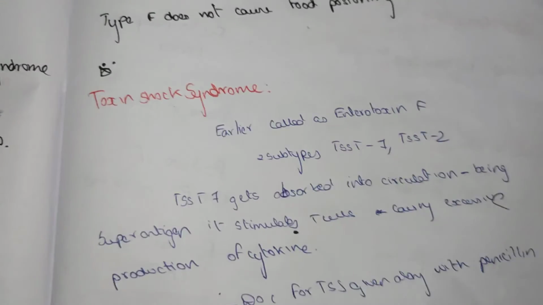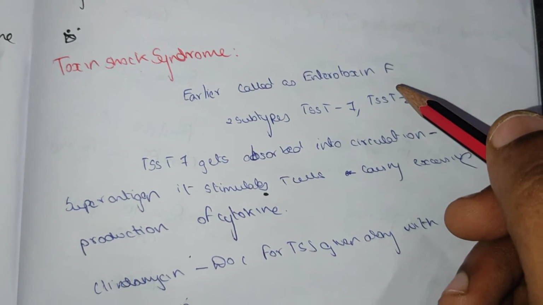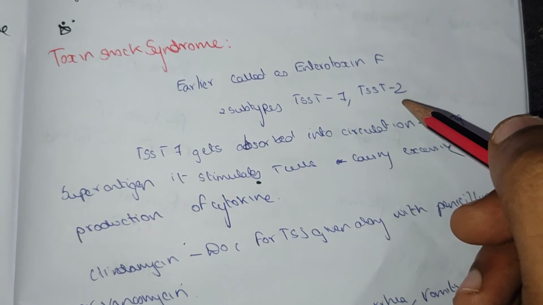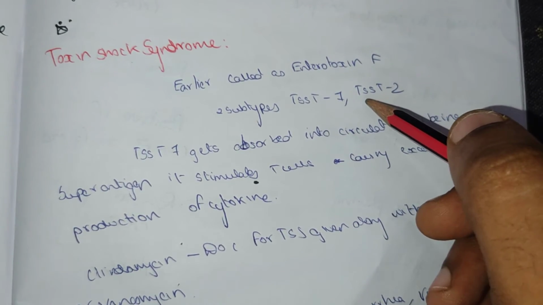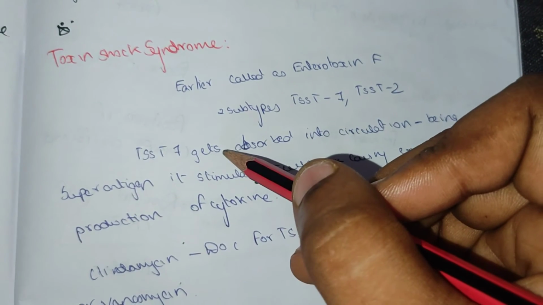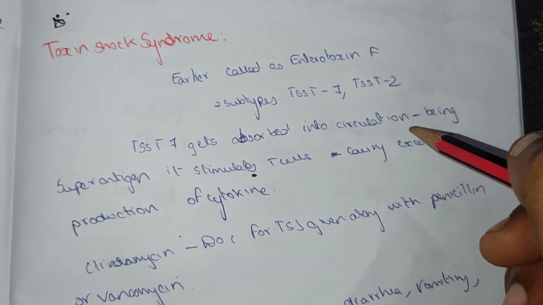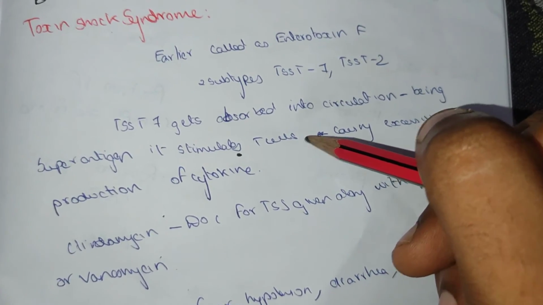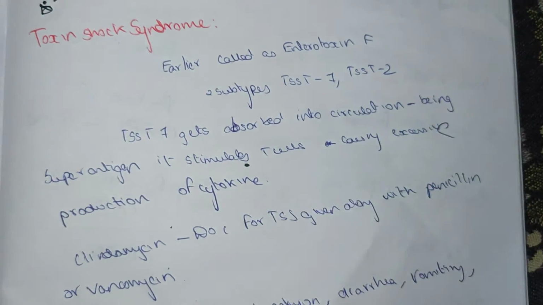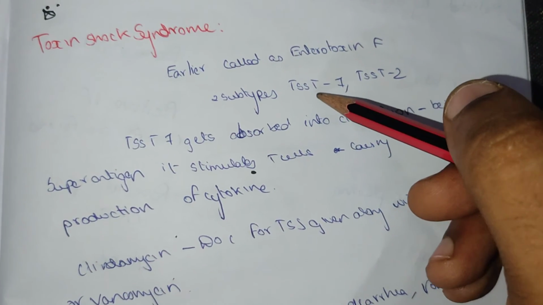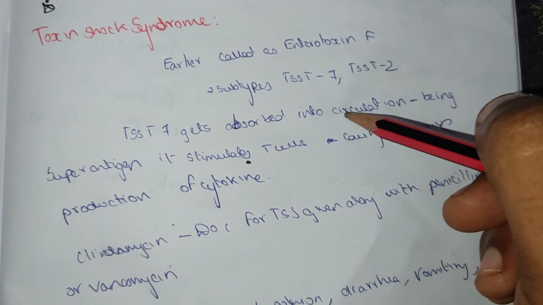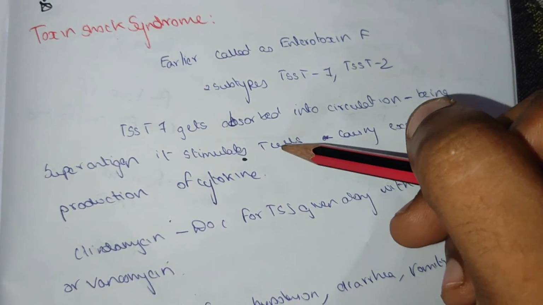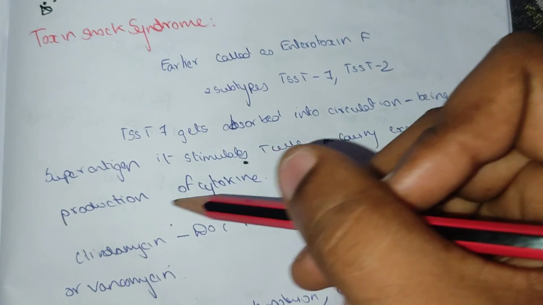What is toxic shock syndrome? Earlier it was called enterotoxin F. There are two types, TSST-1 and TSST-2, toxic shock syndrome toxin 1 and 2. TSST-1 gets absorbed into the circulation and becomes a superantigen, which stimulates the T cells, and these T cells cause excessive production of cytokines.